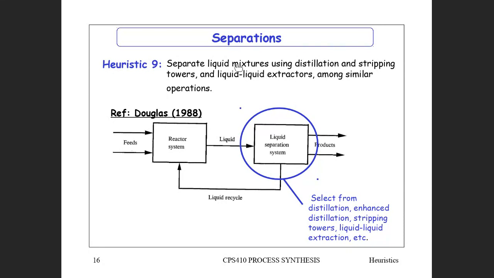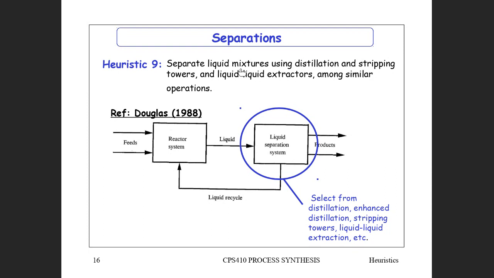Separate liquid mixtures using distillation. Right, so now we're going on to separations. The last one was still distribution of chemicals. And so separations is a really big and important aspect of the heuristics. We're going to be doing heuristic 9, 10, and 11 in conjunction with each other.